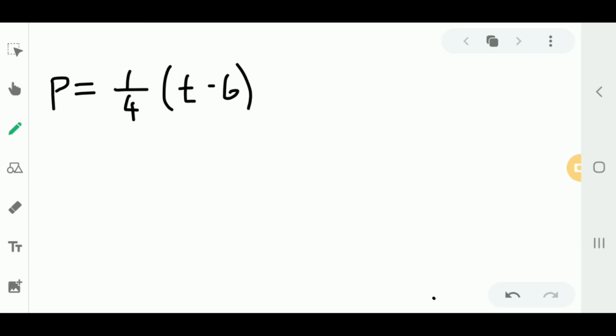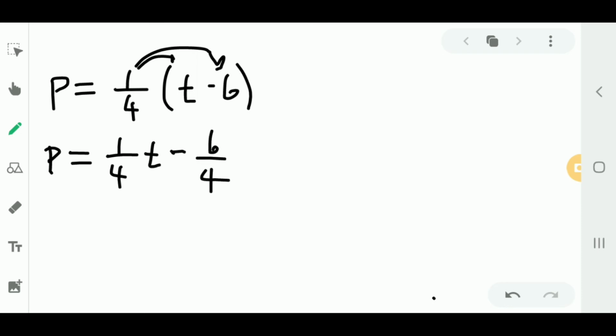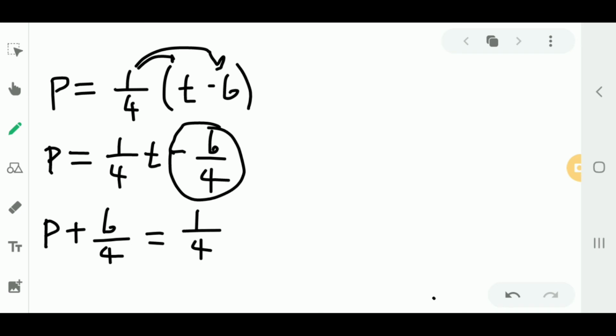So now we have P is equal to a quarter in bracket T minus 6. Before you can solve what T is, you have to expand the bracket. So what is on the outside has to be multiplied by all of what is inside. So we have P is equal to a quarter T minus 6 over 4. Now we do this aspect first. So we have P plus 6 over 4 is equal to a quarter T.